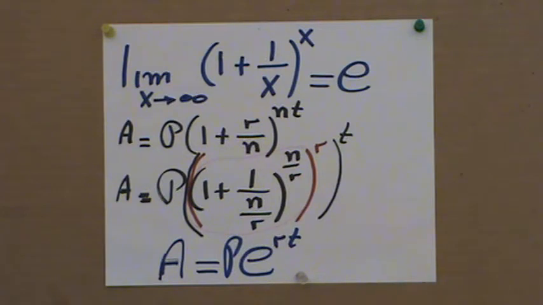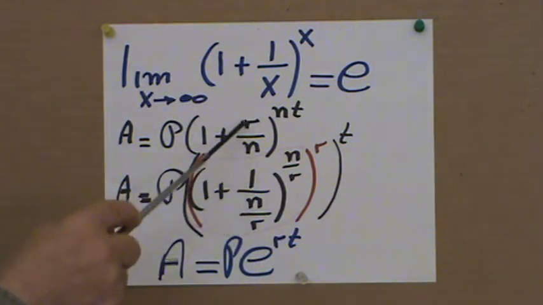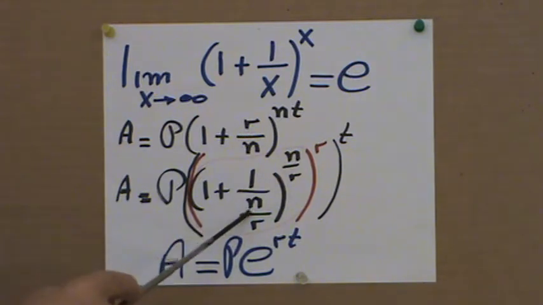So what is 3? 3 is the same as 1 over 1/3. Is that right? What is 2? 1 over 1/2. Is that right? So instead of 3, I write 1 over 1/3. So instead of r over n, I write 1 over n over r. This is the equivalent. Now when I do this one, look what happens here.